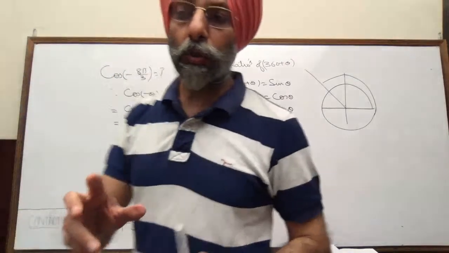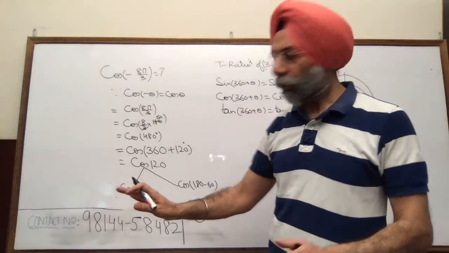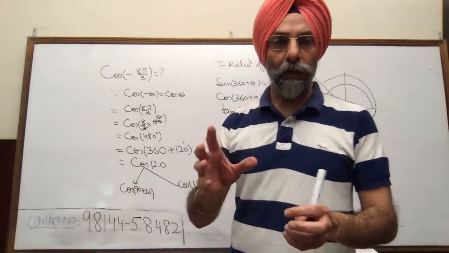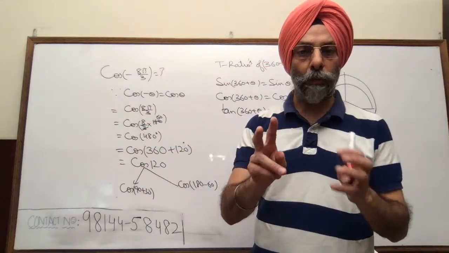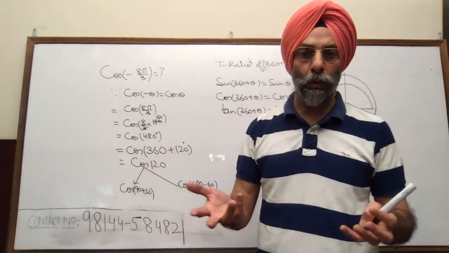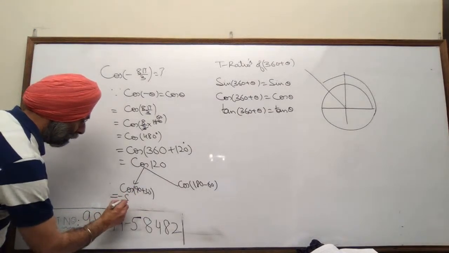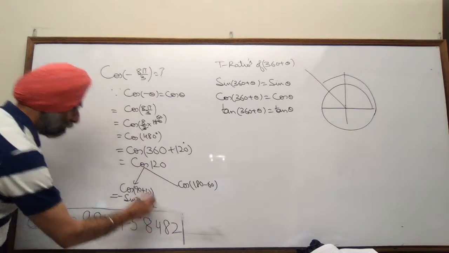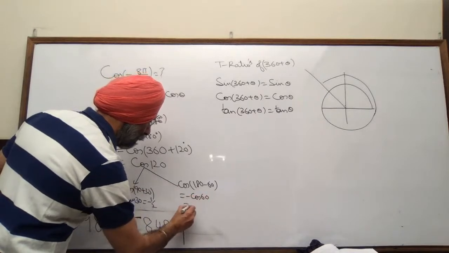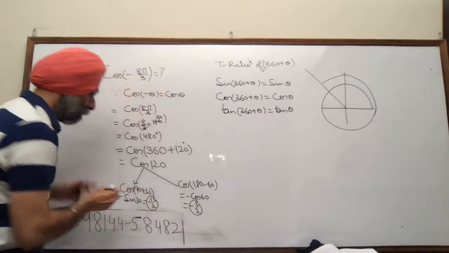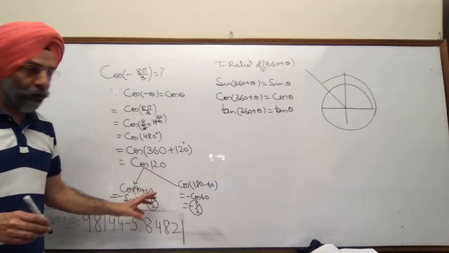Now beta, when you have to solve questions, you can use any method, that is 90 plus 30 or 180 minus 60. Whichever strikes your mind, adopt that. If I use this one, can I say that it is minus sine 30, which is minus half? If I use this one, can I say that it is minus cos 60? So either way, the answer is minus half here.